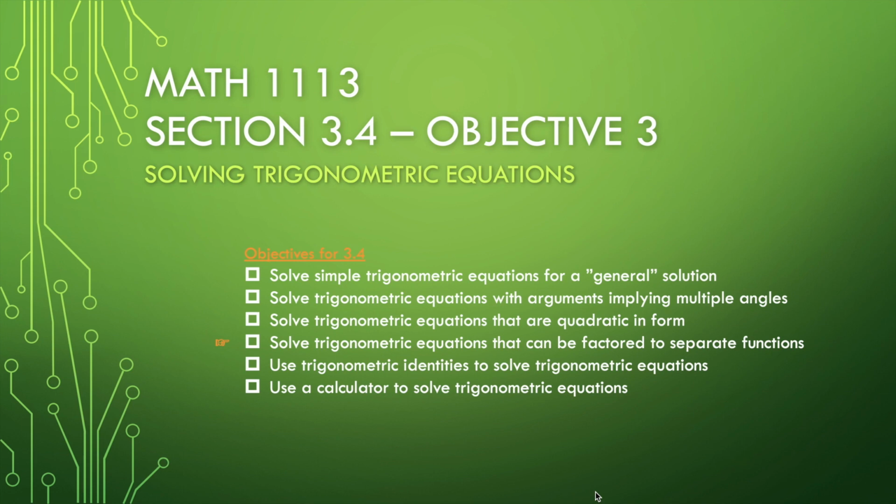Okay, so we're going to take something that has two trig functions and separate them into factors that only have one. So this technique is one of the easier techniques, so I think that you're going to find it simpler than some of the other things we've done so far.